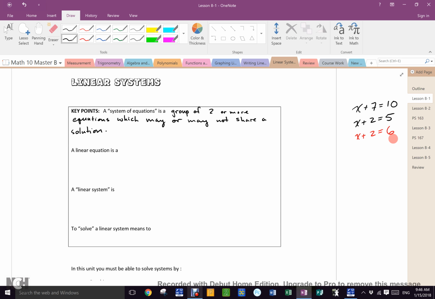Everybody cool? All right. So a linear equation. What's a linear equation? We just did 2 whole units on it. Can somebody actually define a linear equation for me?